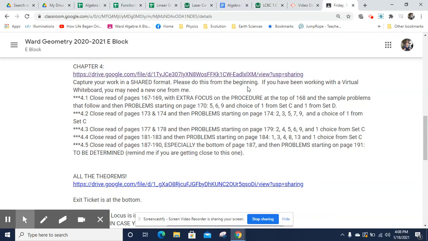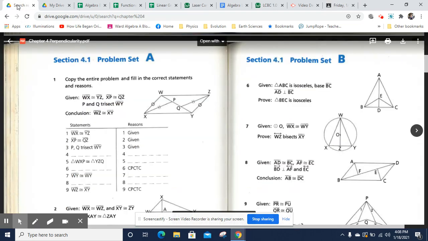Hey, this is Mr. Ward, and I'm going to do a few hints and pointers for Chapter 4.1, Problems 5, 6, and 9. And I'll take a look at Set C and Set D and see if I can give you some hints there as well. So let's take a look.